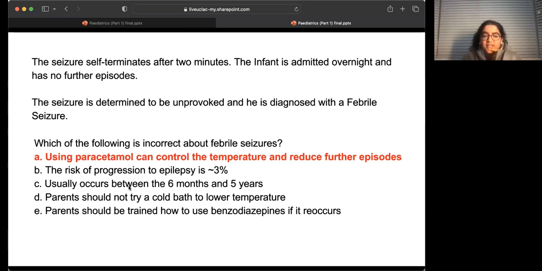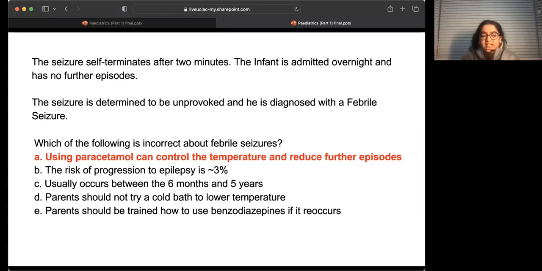So if you go through it, the risk of progression to epilepsy, yep, that is true. It is about 3%. It does usually occur between 6 months and 5 years of age. You should try a cold bath to lower temperature, and you should be trained to use benzodiazepine if it does reoccur.